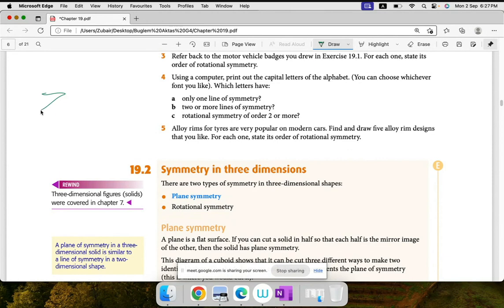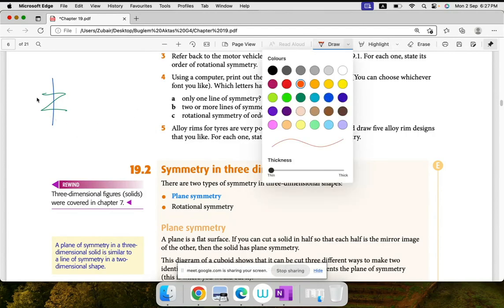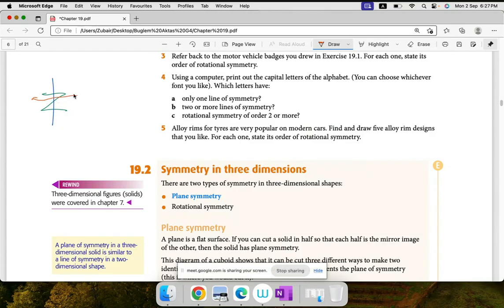Okay, see, this is Z. So this is not a line of symmetry, and this is not a line of symmetry. Any objection to how it is or is not? See the blue line: on the right hand side we have a point and on the left hand side we have a single line, so it is not the same. Then the orange line, same explanation.